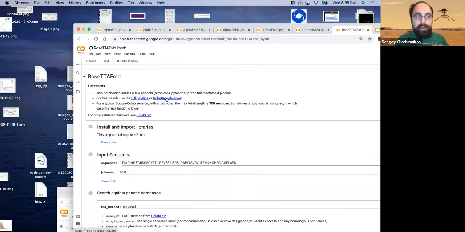You don't have to use Google Colab. You don't have to worry about max residue lengths. You can just run the web server directly. This is more for experimentation. You might wonder, why should you bother with RosettaFold if AlphaFold appears to be doing better?